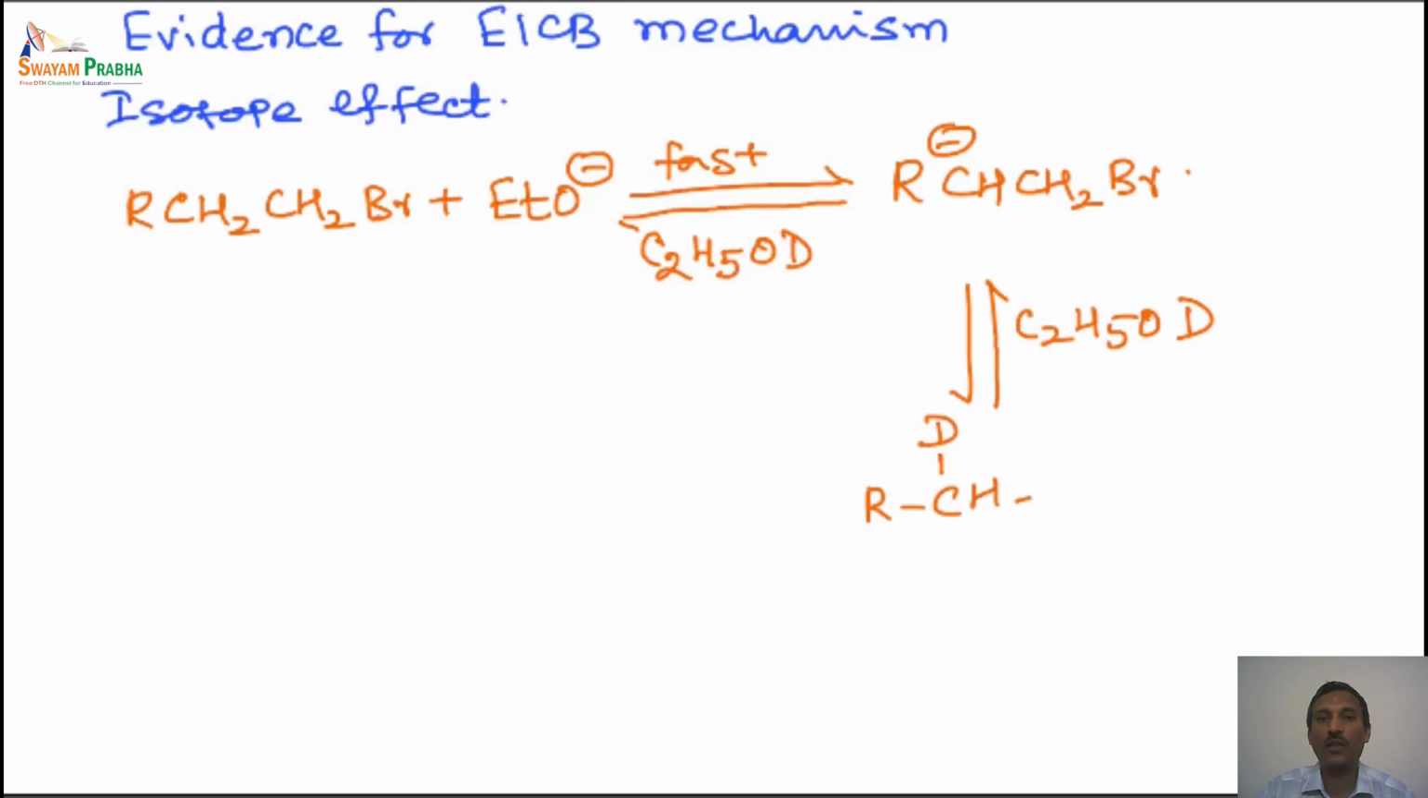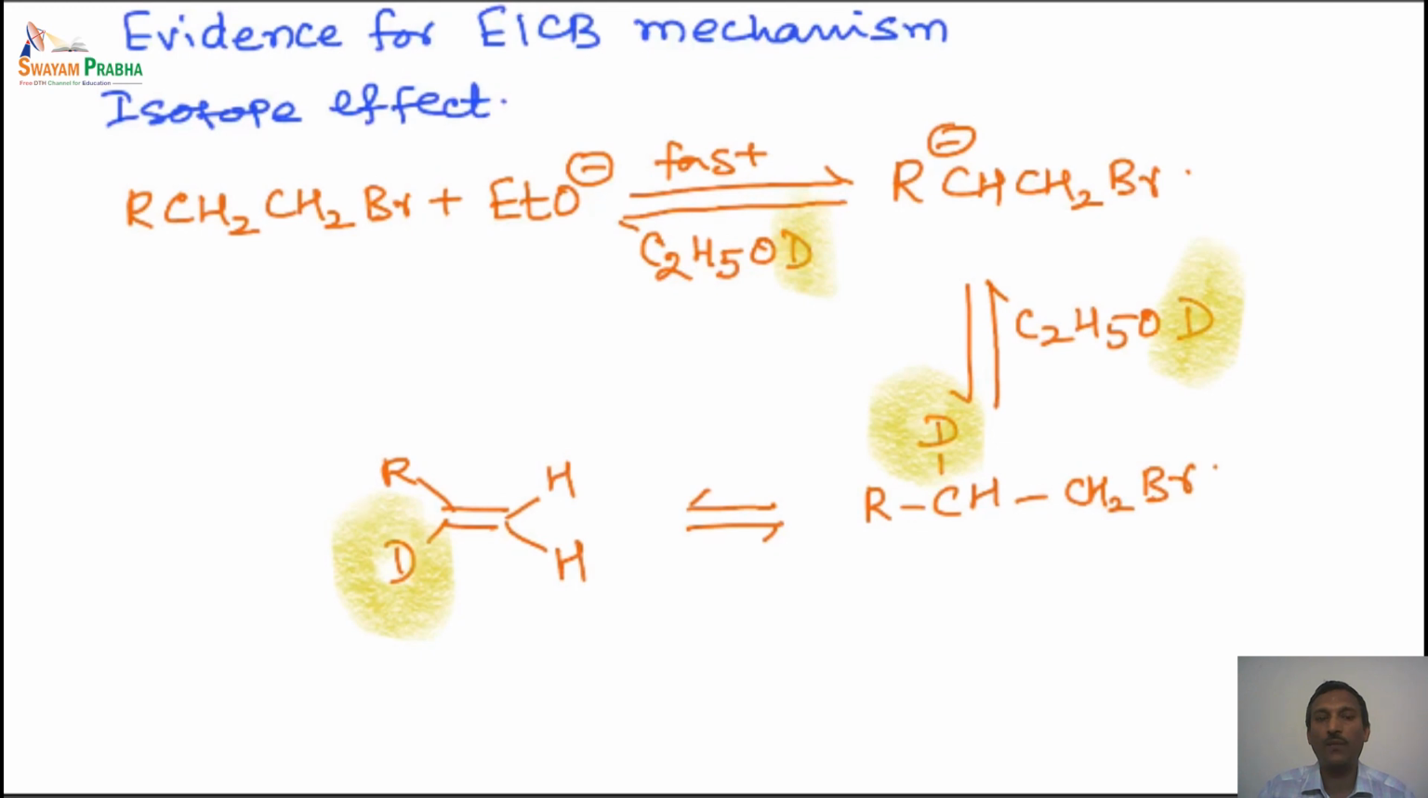In this particular case, we are treating the bromide with the ethoxide ion. It abstracts the proton, and an anion is formed. Treatment of this anion with deuterated ethanol leads to deuterium substitution, and the alkene formed has the deuterium incorporated as shown here. So this clearly tells that there is an isotope effect for this particular reaction.